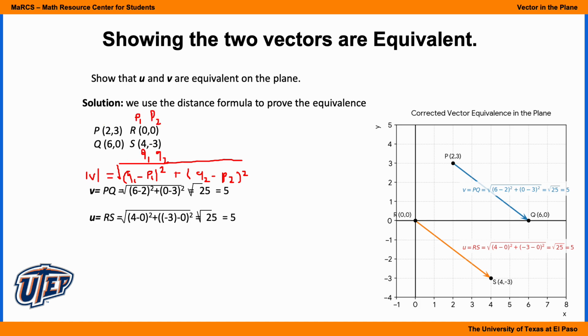Now repeating the process for our vector u, we label our p1 and p2 and our q1 and q2. For q1, we had 4, and p1 is 0, so (4 minus 0) squared, plus now our q2 is negative 3 minus 0, so that'll give us negative 3 squared. So 4 squared, 16, plus negative 3 squared, 9. So 16 plus 9 is equal to 25, and the square root of 25 is equal to 5. So both our vectors have the same magnitude, and therefore they are equivalent on the plane.